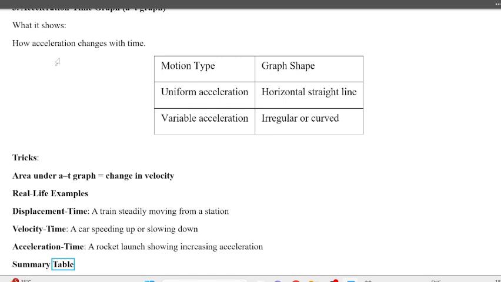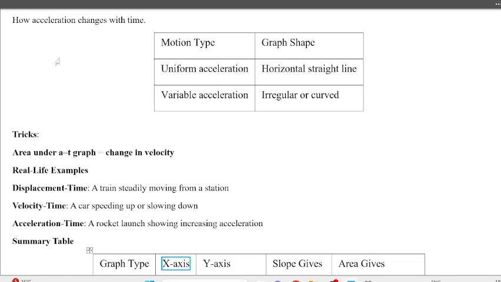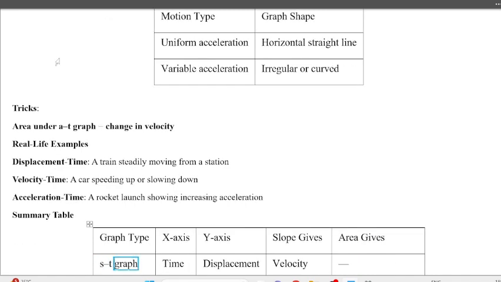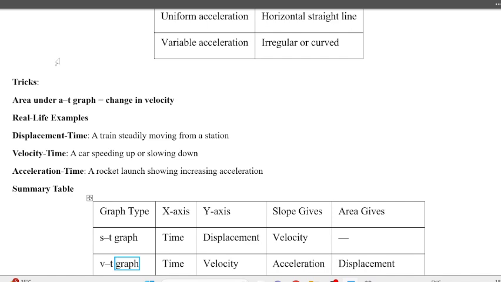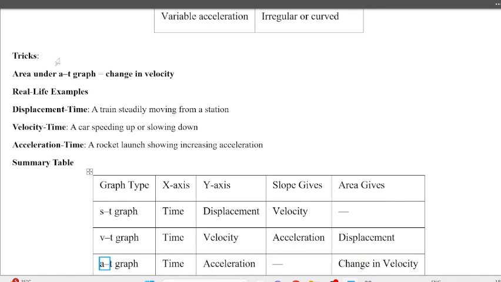Summary table. Graph type, x-axis, y-axis, slope gives, area gives. s-t graph: time, displacement, velocity. v-t graph: time, velocity, acceleration, displacement. a-t graph: time, acceleration, change in velocity.